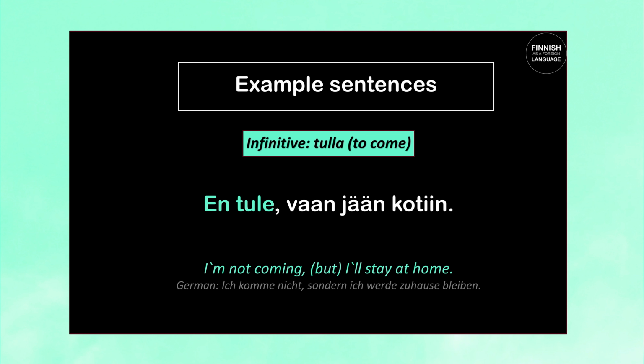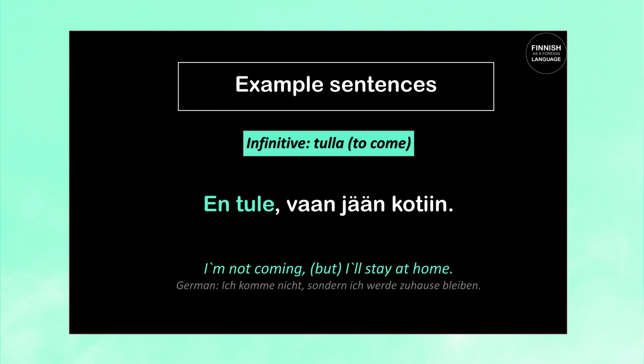Alright, next one. En tule, vaan jään kotiin. Means I'm not coming, but I'll stay at home, or it can also be translated as I'm not coming, I'd rather stay at home. So let's go step by step. En tule means I'm not coming.